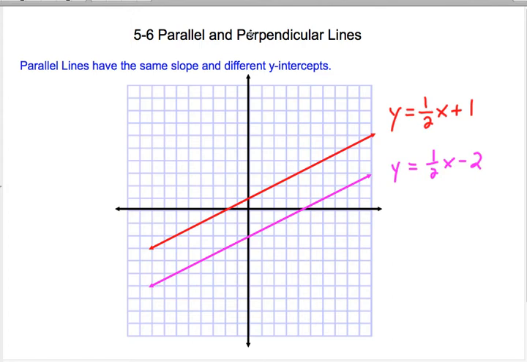Hello, in this video I'm going to talk about parallel and perpendicular lines. We'll start off by talking about parallel lines.